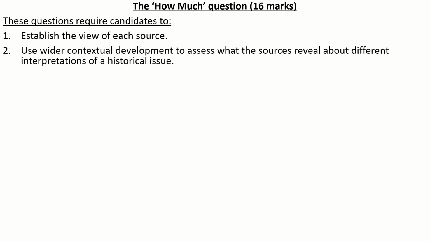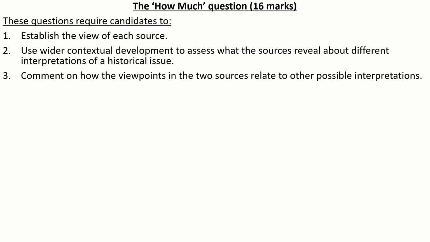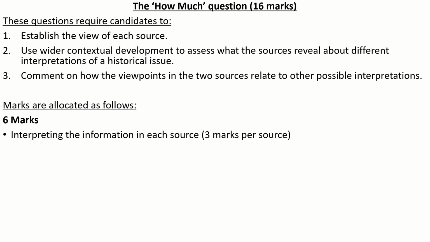The mark breakdown is as follows. Again, pretty straightforward. The SQA says you've got to establish a view of the source, provide wider contextual development in order to explain different interpretations, and think about different other possible interpretations. So that's really just historiography. So the marks are 6 marks for interpreting the information in each source. So you can get 3 marks from one source and 3 marks for the other. You cannot divide those up. You can't have 4 and 2 or 5 and 1. It's got to be 3 and 3.